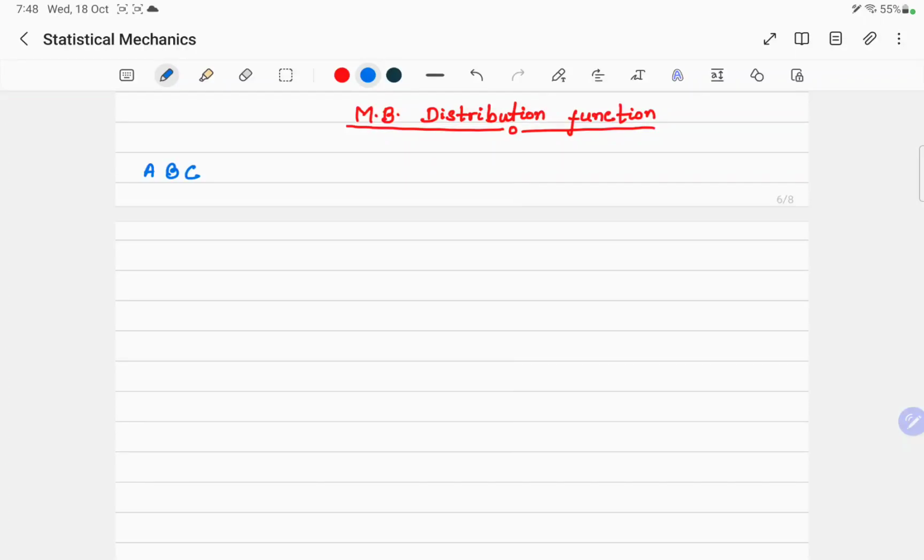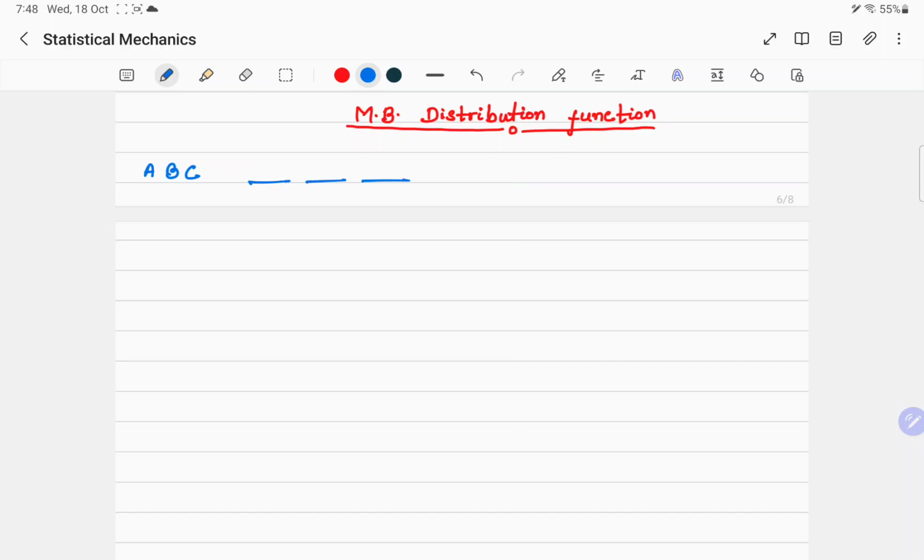Our today's topic is Maxwell Boltzmann distribution function. Before directly jumping to the topic, let's have some concepts beforehand. Let's assume I have three particles A, B and C and I have to arrange them in three energy states.